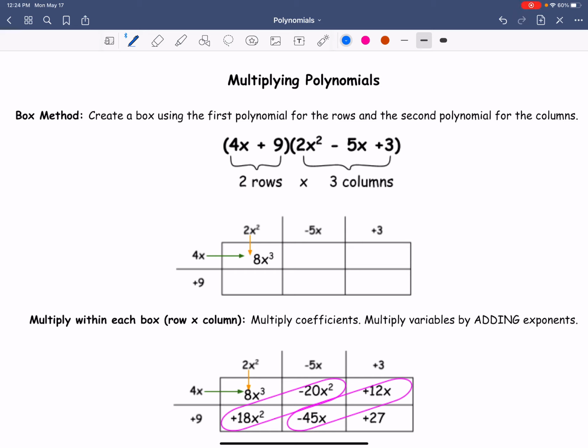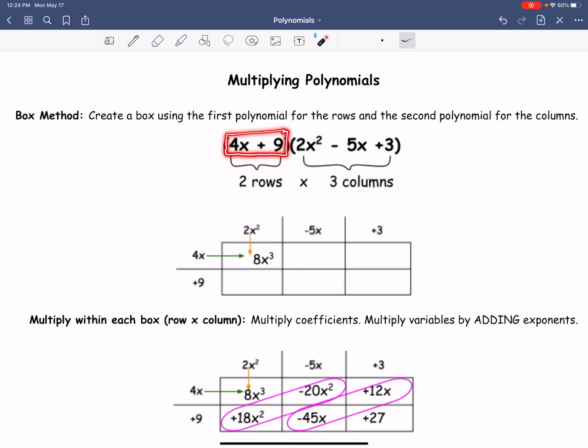In this lesson, we are multiplying polynomials. So we do want to make sure that we know what a polynomial is. A polynomial is just an algebraic expression, which means there's no equal sign, and it's typically terms that are separated by a plus or a minus.